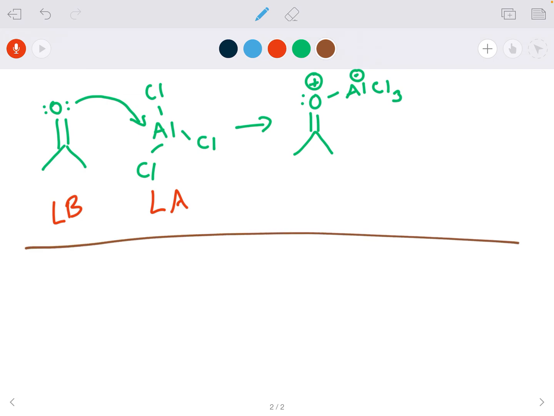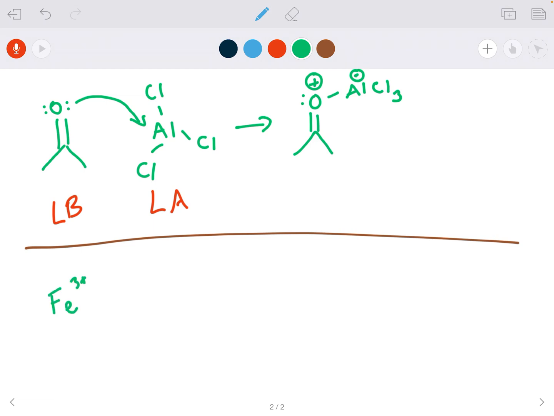The last case I want to run through is with a metal ion. If you watched the last video on the acidity and basicity of cations and anions, I talked about how metal ions like iron 3 or aluminum 3 are acidic. They don't have a hydrogen on them, but they're acidic because they're Lewis acids.